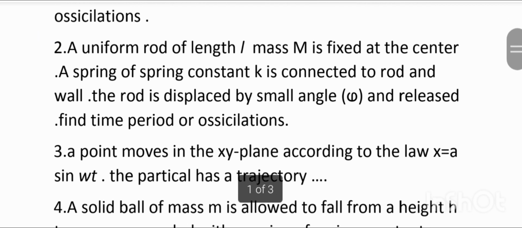A uniform rod of length L, mass m, is fixed at the center A. Spring of spring constant K is connected to rod and wall. The rod is displaced by small angle theta and released. Find time period of oscillations.